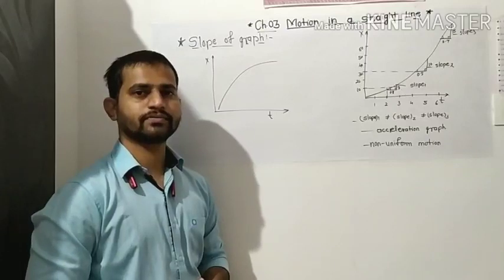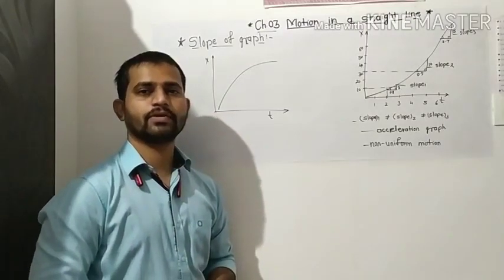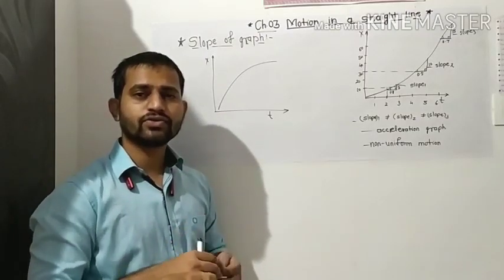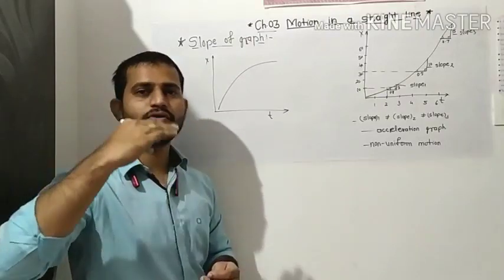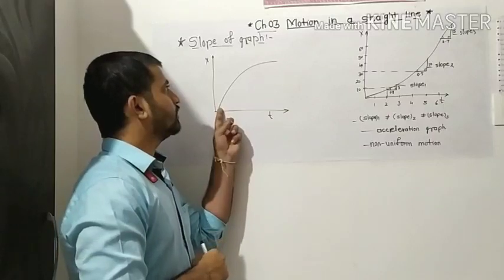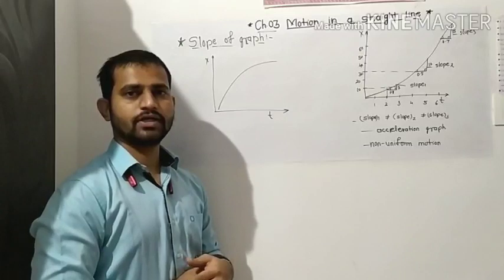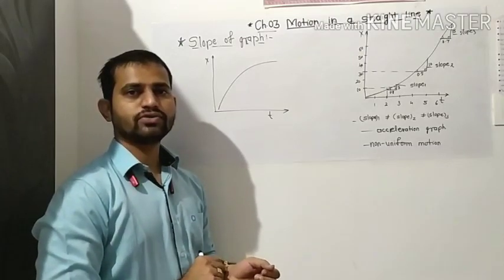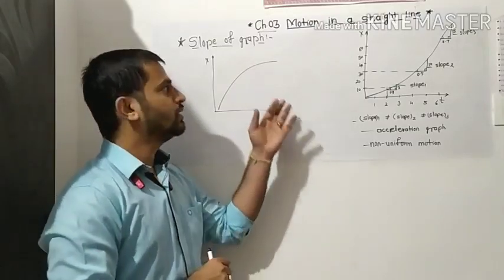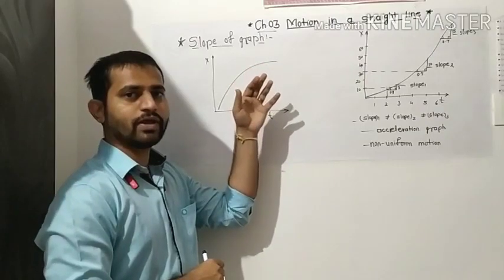What can you predict? Suppose you throw a ball in an upward direction. Then what will happen? As the time changes, that ball will get displaced more and more. With respect to time, the displacement of the ball increases rapidly. But in that case, what will happen after some time?